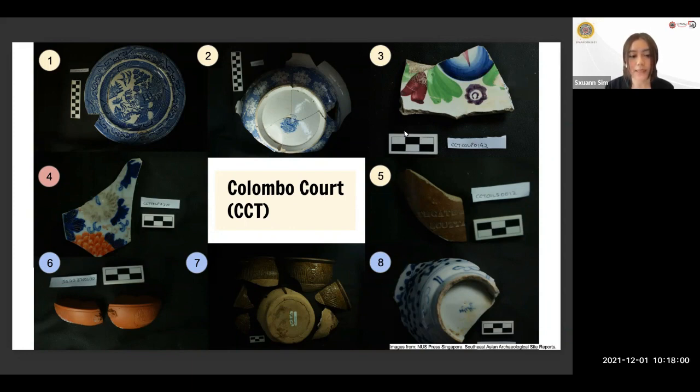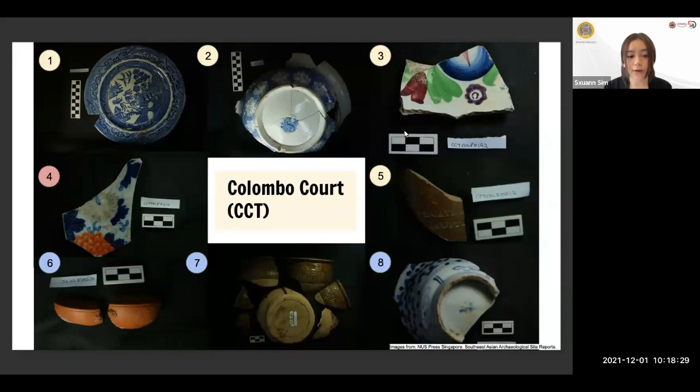Similarly, we do also see Japanese porcelain in CCT. Number 5 is a picture of Imari porcelain. Like Europe, Japan was also producing wares such as blue and white, enamel and polychrome enamel wares for export. They tend to have a richer decoration of floral and other motifs that tend to be adapted from Chinese porcelain. And porcelain production in Japan also increased drastically during this period.